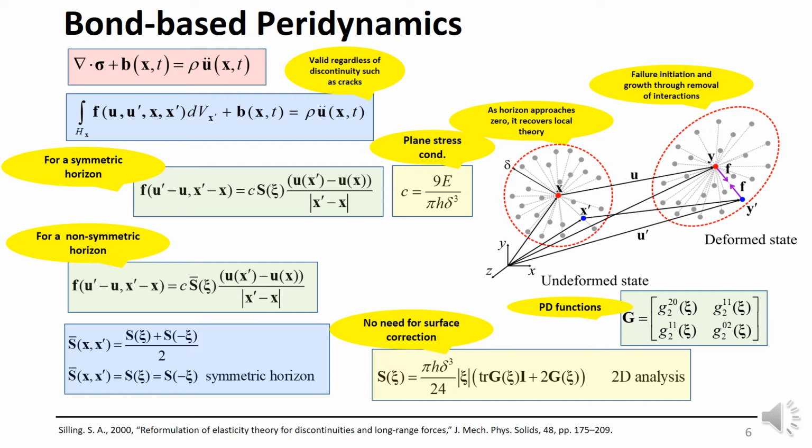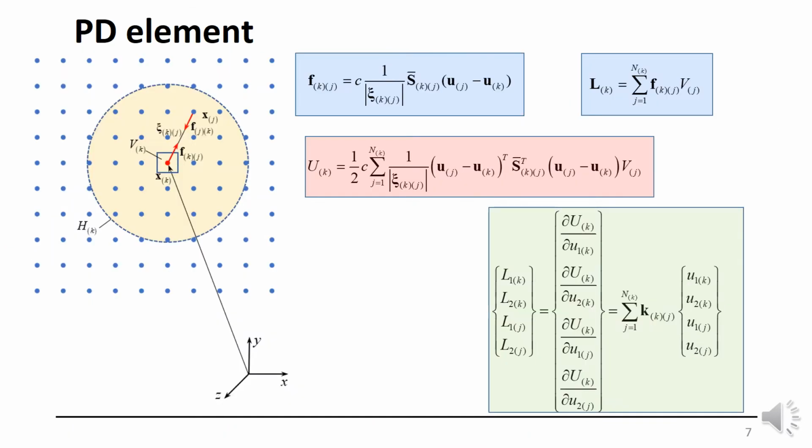Okay. And now the peridynamic element is very straightforward. So I'm looking at now the discrete form. So here you have point K and point J. So if you sum up all of these forces, Fkj, you're going to end up with the internal force vector, which is Lk. And I already showed you the definition of force density vector between K and J. It involves S bar and the bond constant.